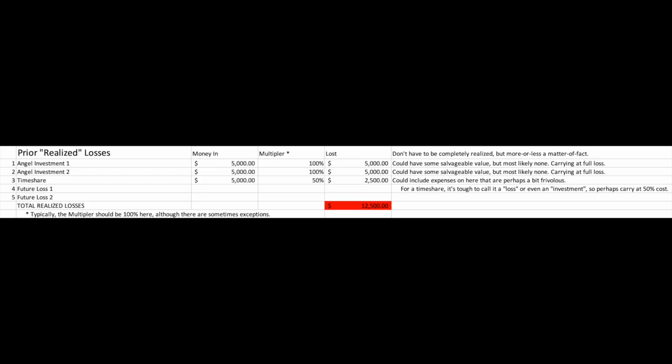At least in my case, with my angel investments 1 and 2, I'm basically assuming both are 100% losses. And okay, I lost $5,000 on angel investment 1, $5,000 on 2. Now, both of these could have some salvageable value. I know with angel investment 1, it got rolled pennies on the dollar into another company. Angel investment 2, there's still some salvageable value there potentially, but I'm just assuming 100%. I'm trying to be conservative.